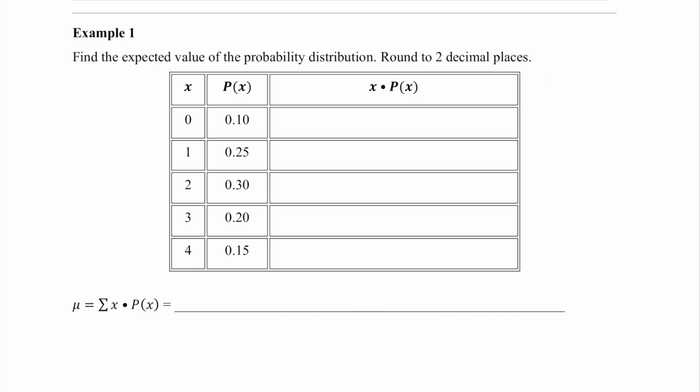Whenever you see a probability distribution table, the first column contains the possible values of the random variable. The second column contains the probability associated with each value. The random variable can take on the values from 0 to 4. For example, the probability of getting a value of 0 is 0.10.